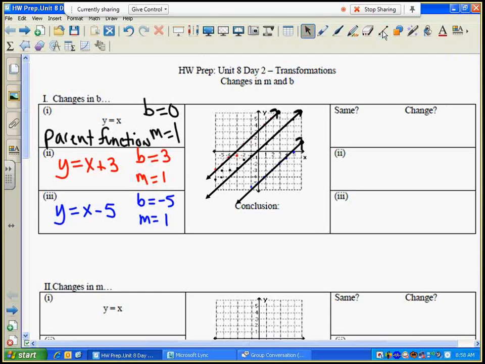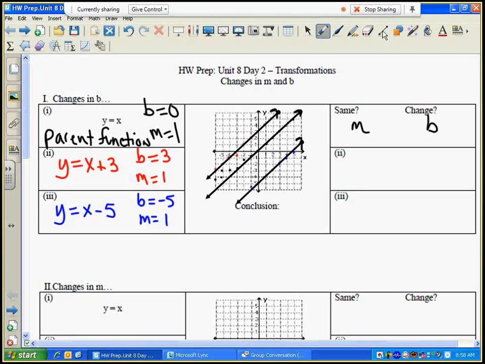Initially, some people might say, well, hey, look at these lines. Those are parallel lines. Those lines aren't ever going to cross. And you're absolutely right. Okay, we're going to talk about that in a moment. On the right column here, it talks about what is the same. Well, what's the same on all these guys is the slope. So the angles of the lines are the same. What changes is the b of the starting point.